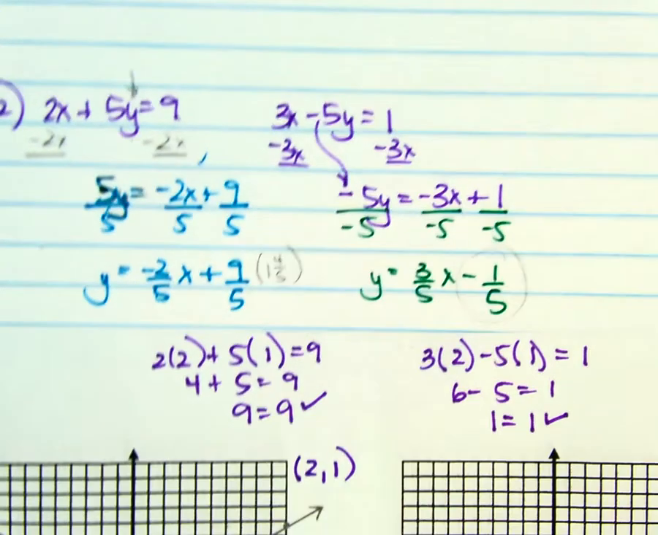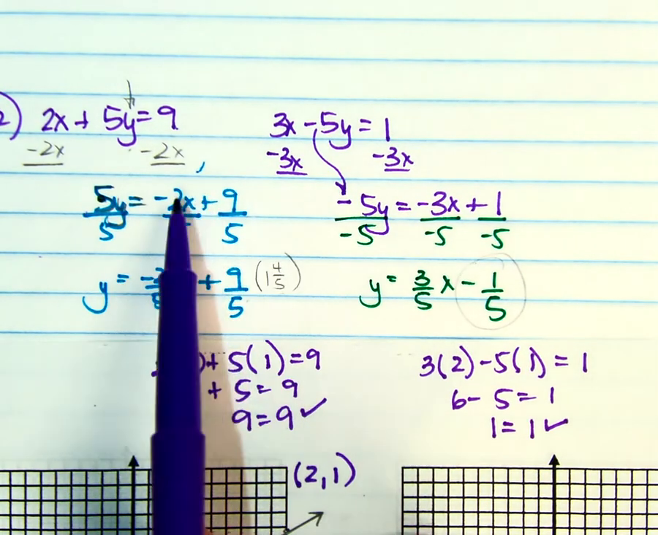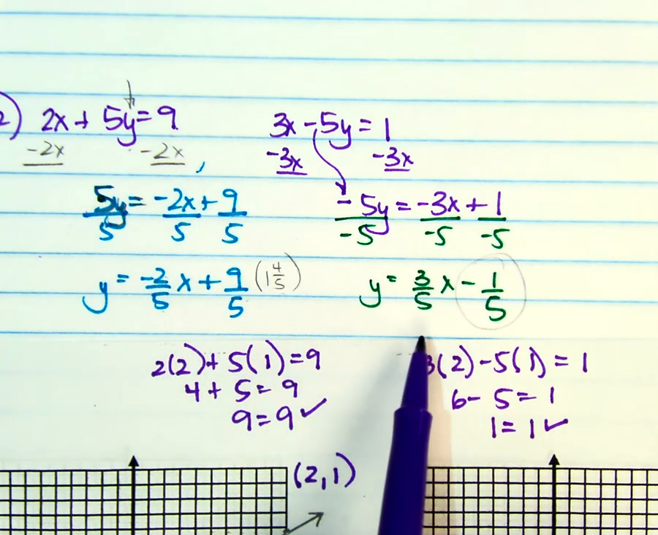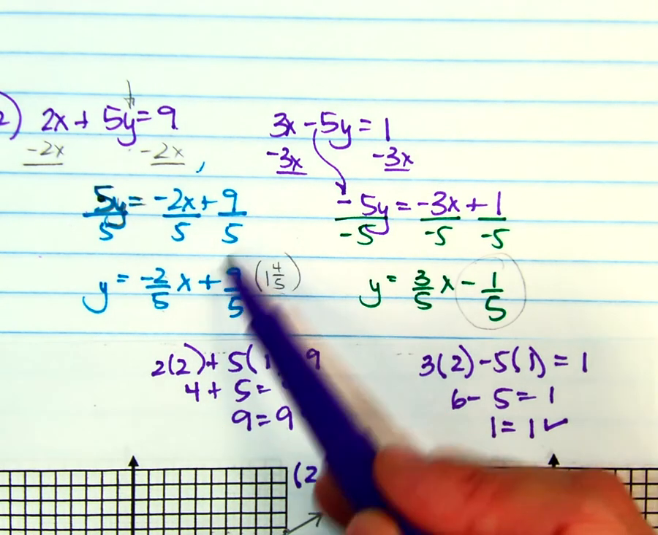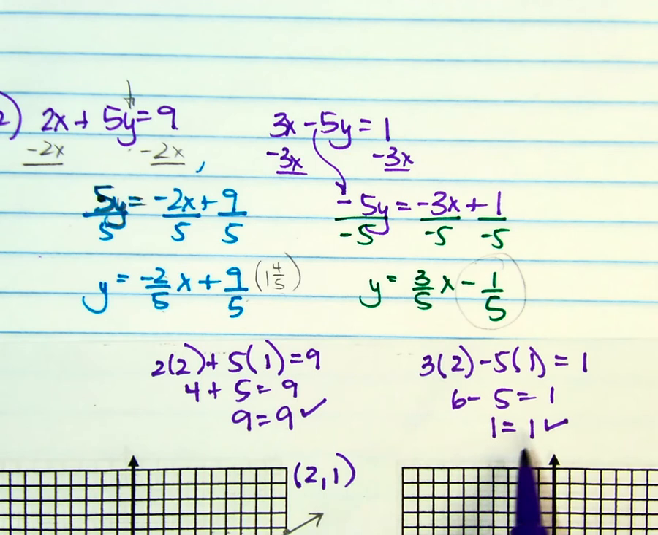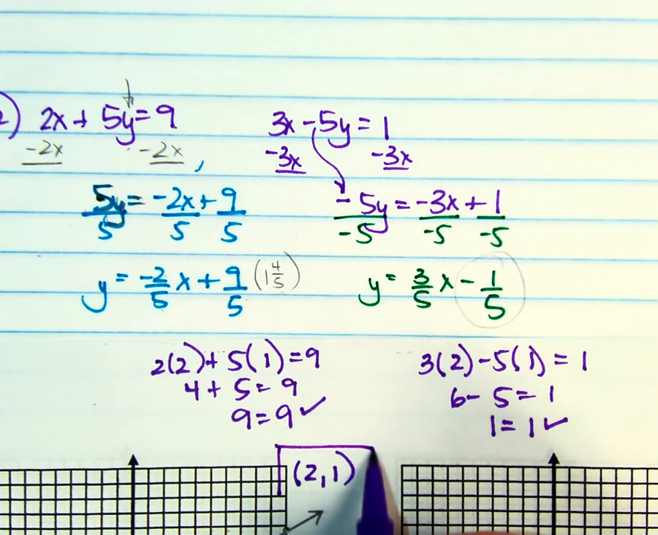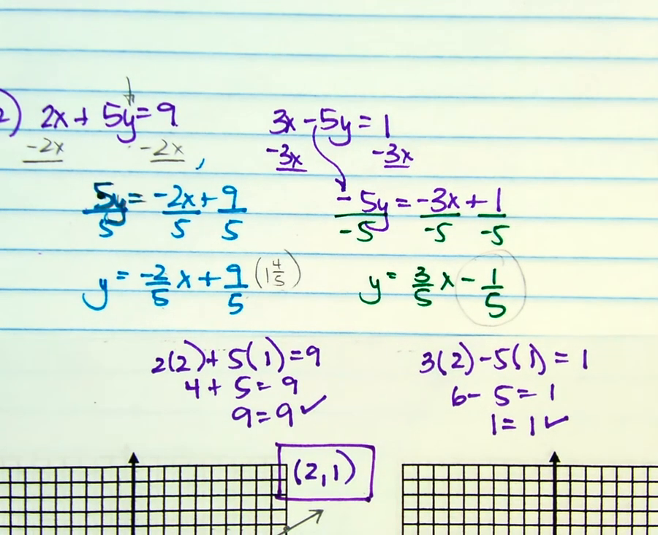So again, proof being that just because you end up with really nasty slope-intercept forms and nasty y-intercepts, that does not mean that you're not going to get a nice, neat number for an ordered pair.